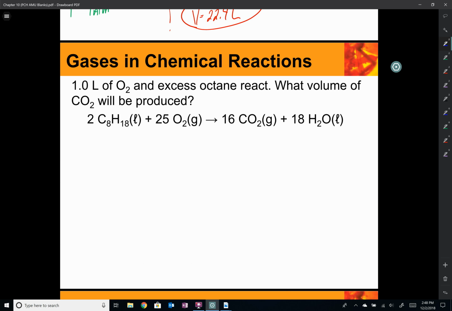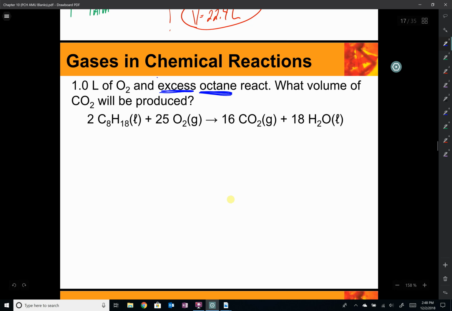The question's asking, we have 1 liter of oxygen and an excess of octane. What volume of CO2 will be produced? A couple of key things to point out before we start doing any math. You'll note that I tell you that we have an excess of octane. Now, what should that mean for you? Well, remember, just because we're not in the chapter where we talked about limiting reactants doesn't mean we can't have limiting reactant problems in this chapter, right?